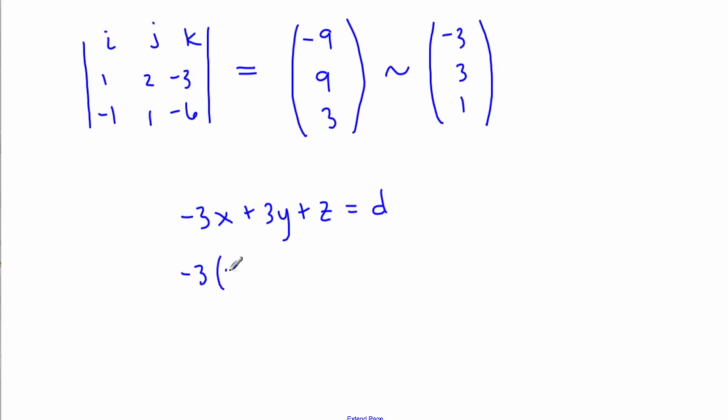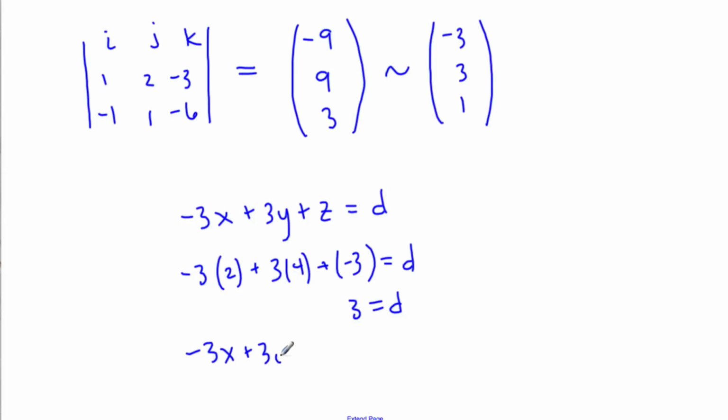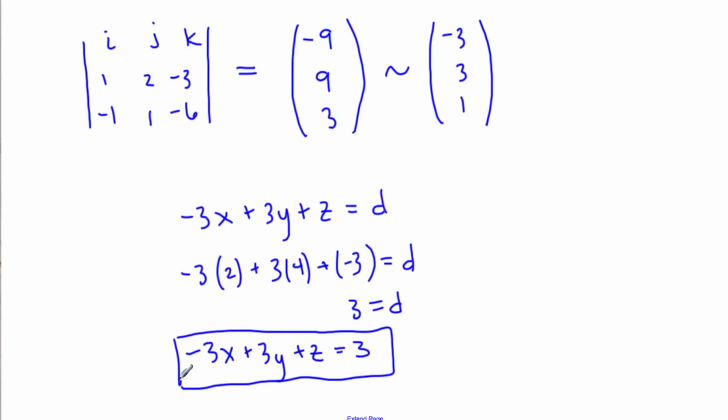So -3 times 2, plus 3 times 4, plus negative 3 will equal d. That's negative 6 plus 12 minus 3. So negative 6 plus 12 is 6, minus 3 is 3. So 3 equals d. So the equation of our plane is -3x plus 3y plus z equals 3. Hope you followed that. Here's our answer.